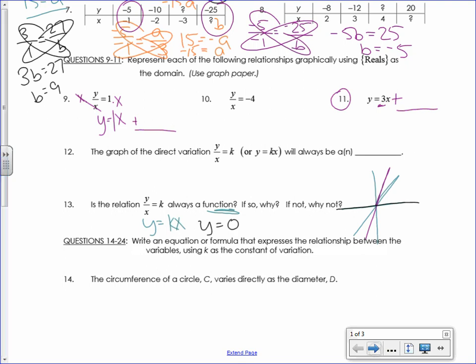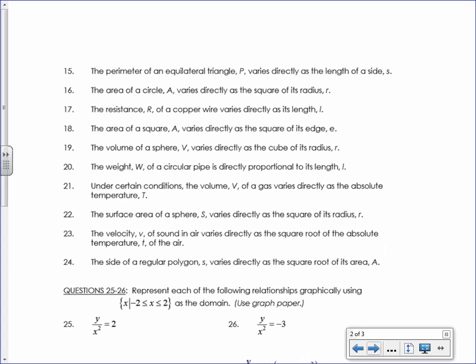We already did 14. Onto the odds. Now we're writing the equation. Perimeter, directly the length of the side. Perimeter varies directly as the side. Thumbs up.